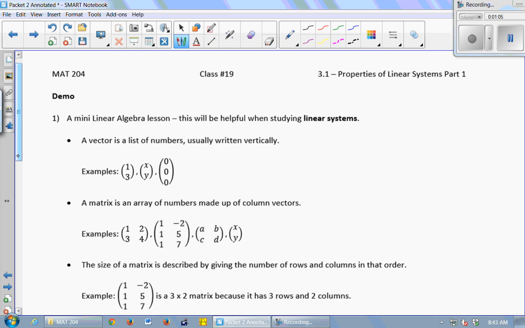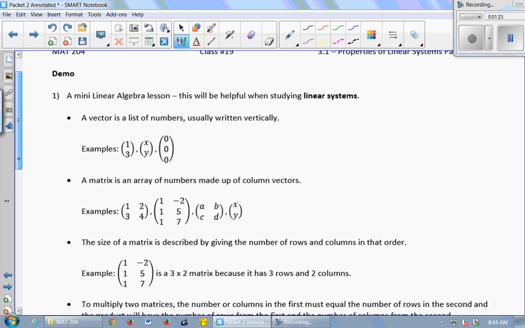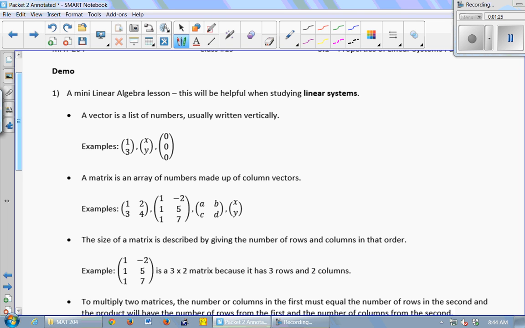Okay, so we're going to start with a little mini linear algebra lesson. People who've had linear algebra, this will be a quick review. And if you haven't, this should be all that you'll need moving forward. We're going to use the concepts from linear algebra when studying linear systems. That kind of makes sense. They're both linear things, so it's a tool that's going to be helpful to us.